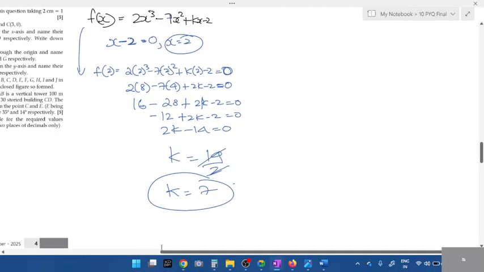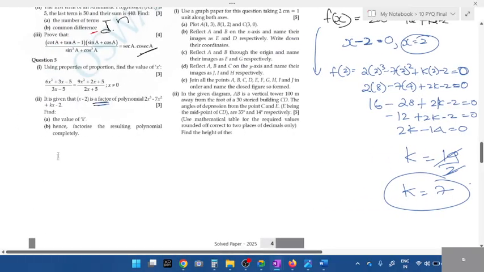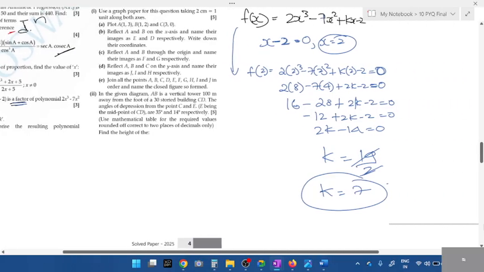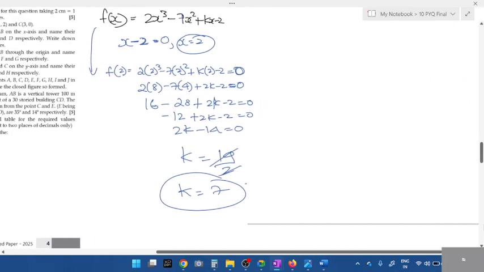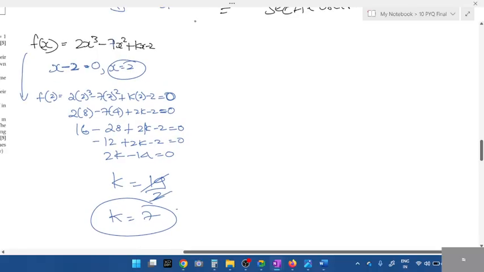Now, what's the other thing given, students? Hence factorize the resulting polynomial completely. If the word completely is given, factorize completely, what are you supposed to do? Divide this equation. Look here. Take 2x cube minus 7x square. What is the k value? The k value we got is 7.